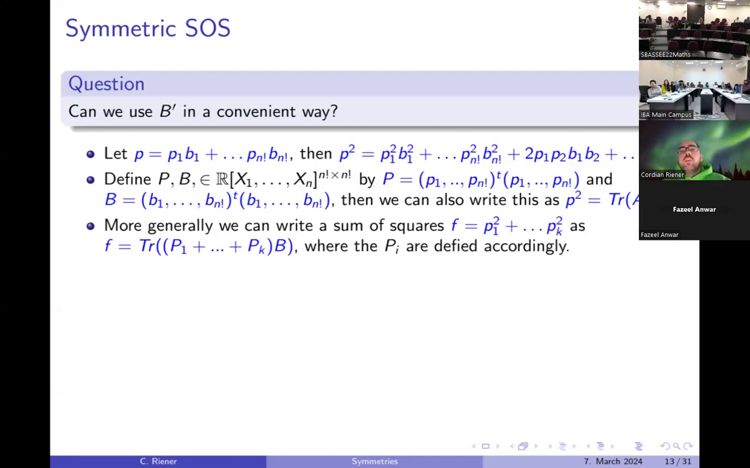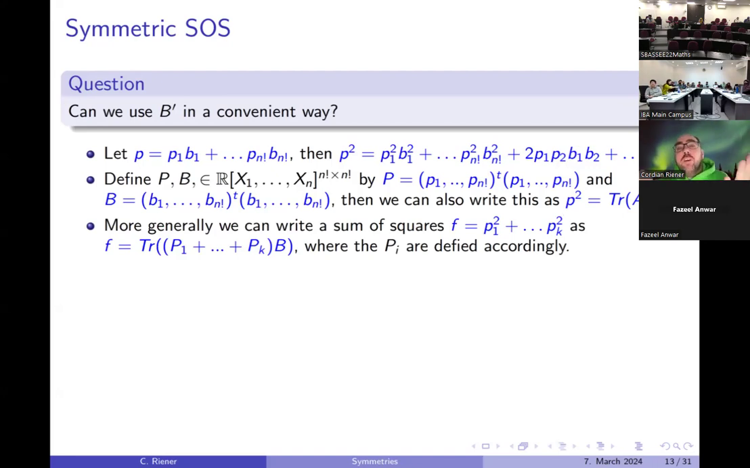Sorry, what is A? What is A? Very good, A should be P. Very good point. This is again one of these exercises where I hide mistakes so that somebody can tell me that they're still awake.